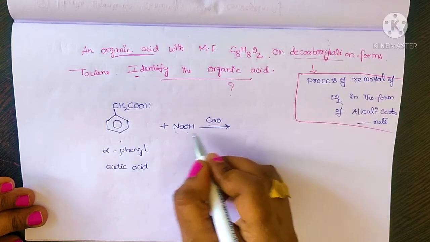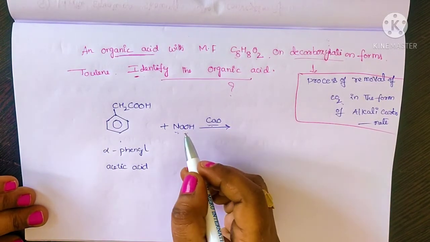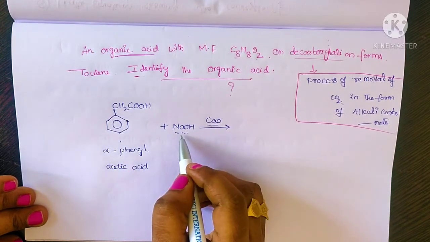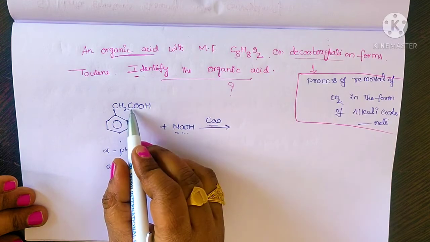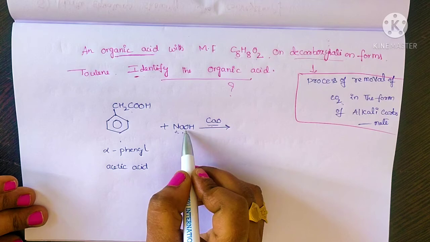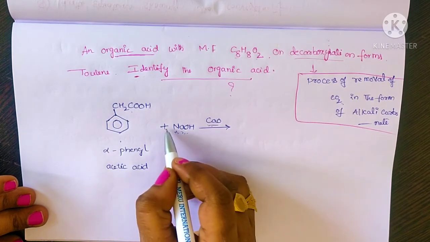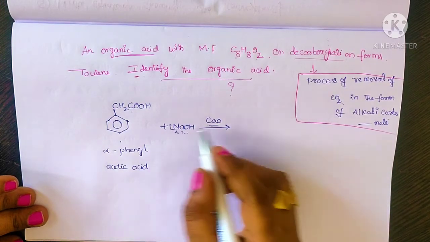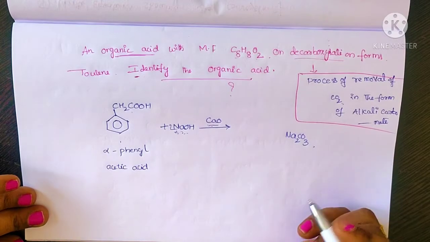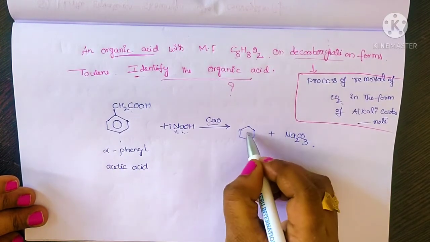Phenyl acetic acid reacts with NaOH and CaO. In this, NaO minus and CO2 are removed in the form of Na2CO3, sodium carbonate. Okay students, the CO2 in alpha phenyl acetic acid is removed by the process of decarboxylation, removed in the form of sodium carbonate.